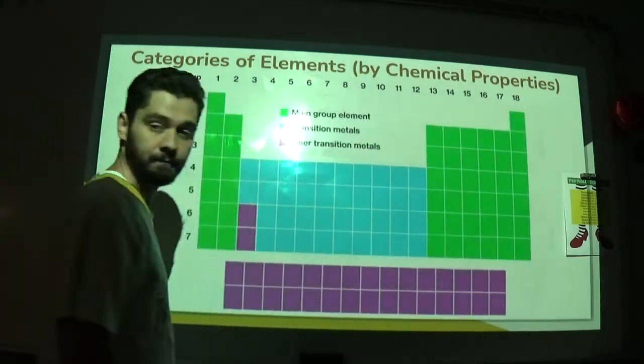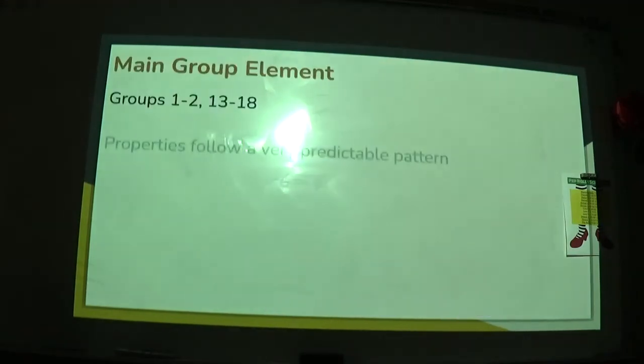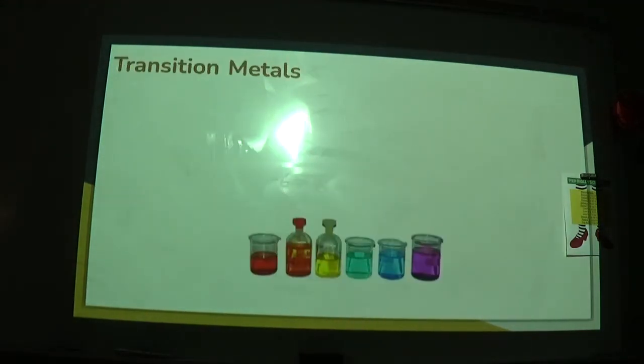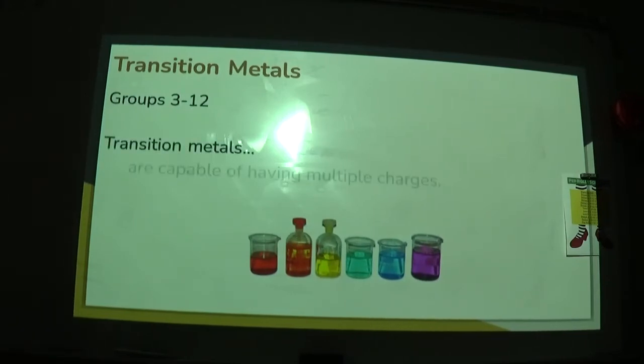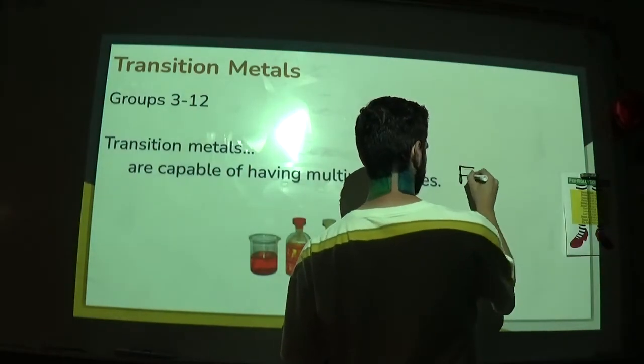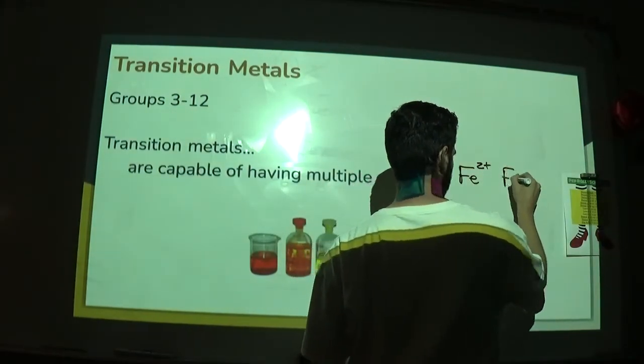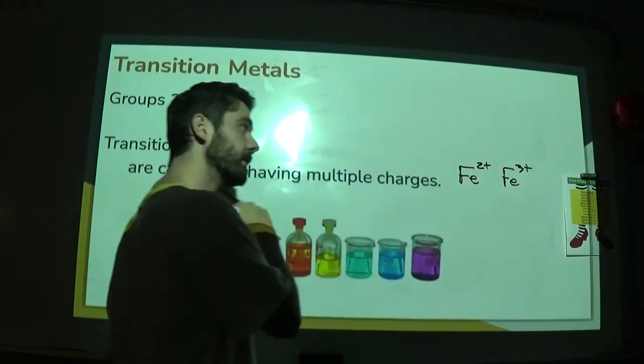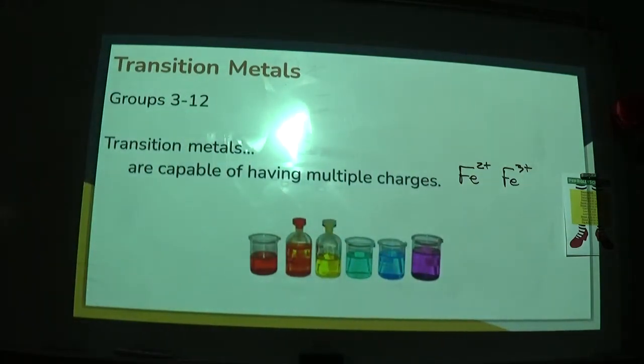Very predictable pattern. The transition metals, on the other hand, are not so nice. Those are in the middle, groups 3 through 12. They can have multiple charges. So, for example, iron is an element, and it could become a +2 or a +3. It very commonly has different charges. Chromium is crazy. Chromium can be like 10 different charges.